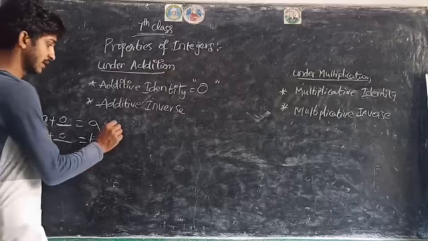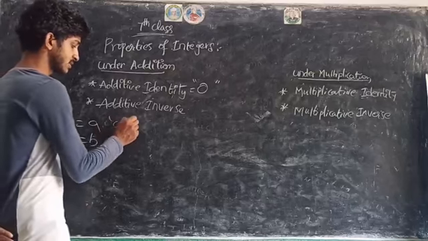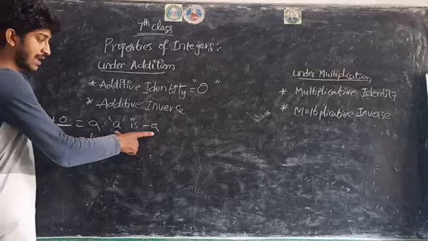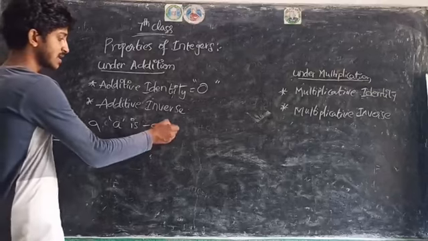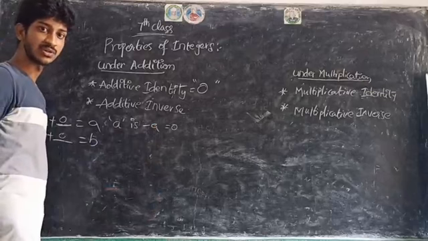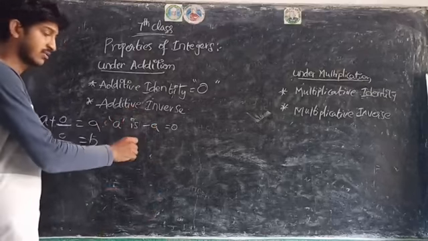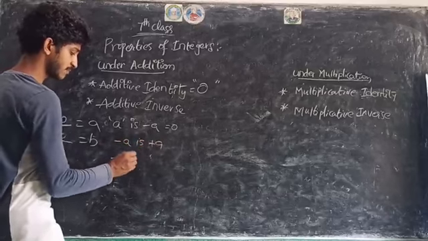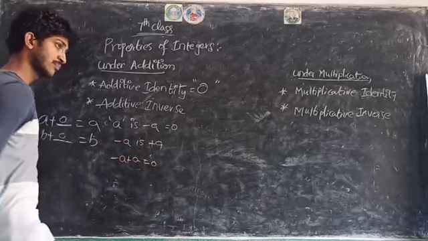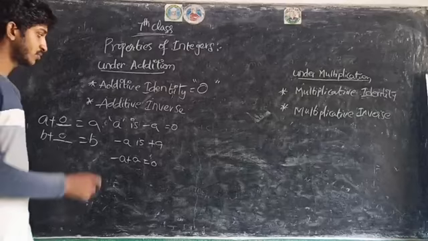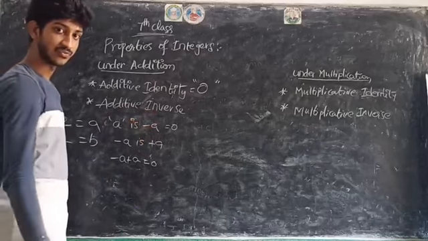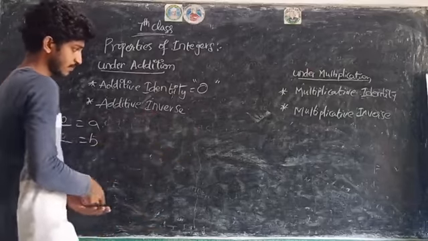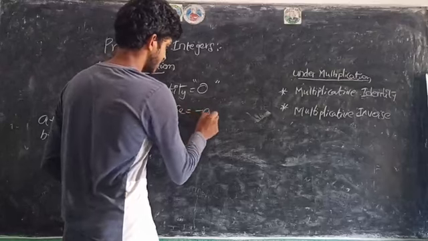Additive inverse. The additive inverse of a is minus a. If you add these two numbers, we must get the answer 0. That means it is the additive inverse. The additive inverse of minus a is plus a, because minus a plus a is equal to 0. If you add a number to its additive inverse, we get the answer 0. So the additive inverse is minus a.